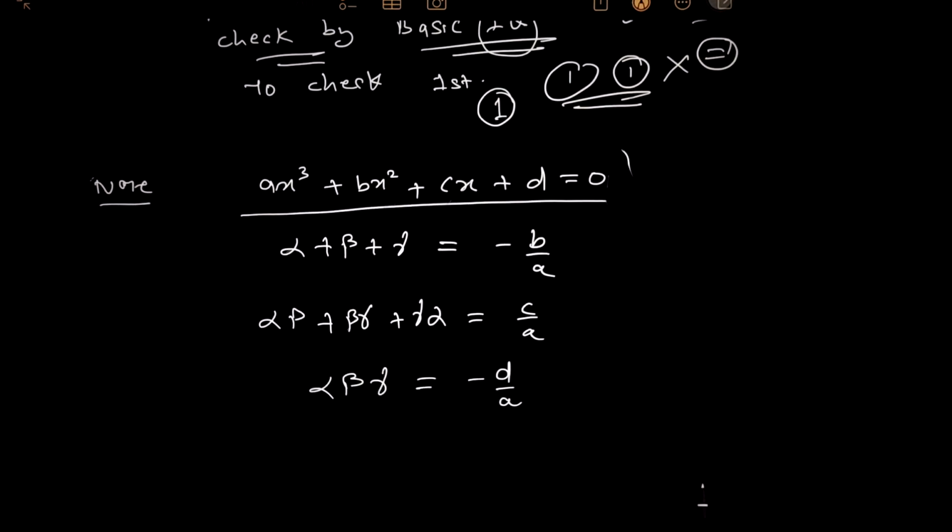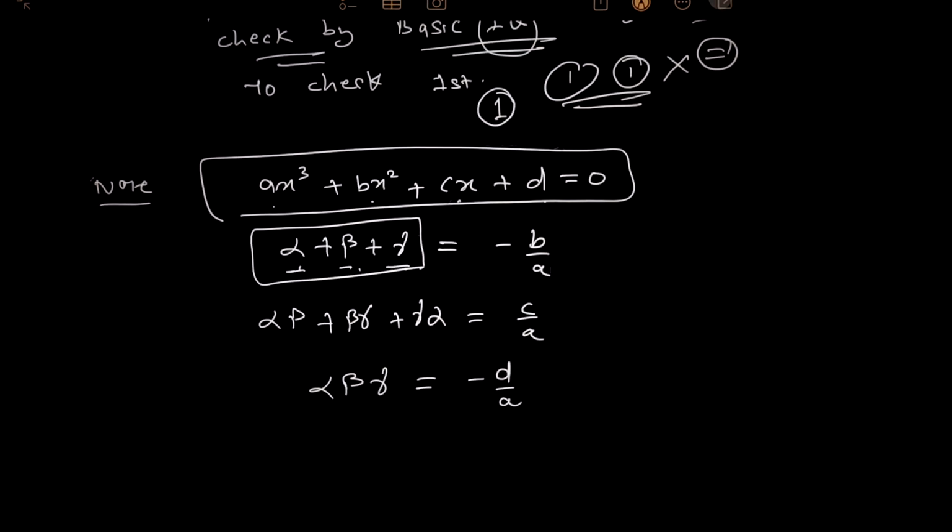If any cubic equation is given like this, suppose alpha, beta, gamma are the three roots of the equation ax cube plus bx square plus cx plus d, then the sum of all the three roots will always be minus b by a. This b by a is with a minus sign. The signs alternate: plus, minus, plus, minus, I mean in the answer. So sum of three roots is minus b by a.